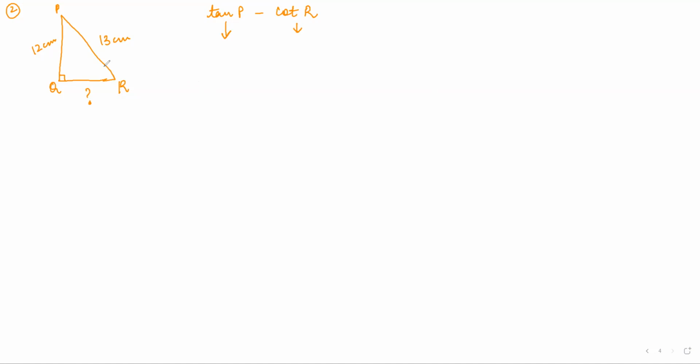Right. See, in this triangle, if you use Pythagoras theorem, that becomes hypotenuse square. That means PR square is equal to the other two sides: PQ square plus QR square, right? This is Pythagoras theorem. Now this you already know, right? PR you know, and PQ you know, and this you have to find, right?